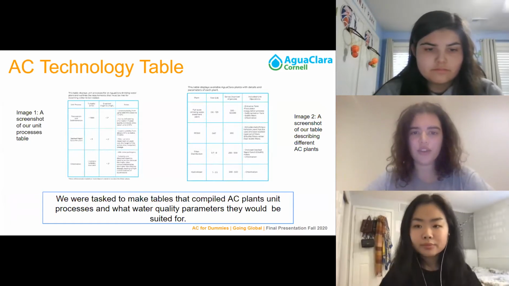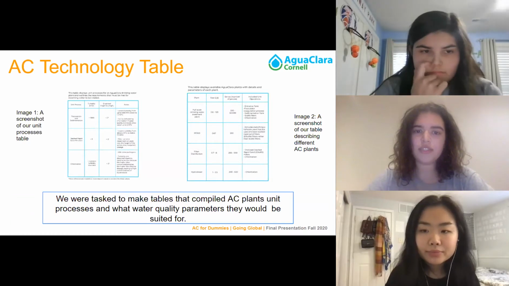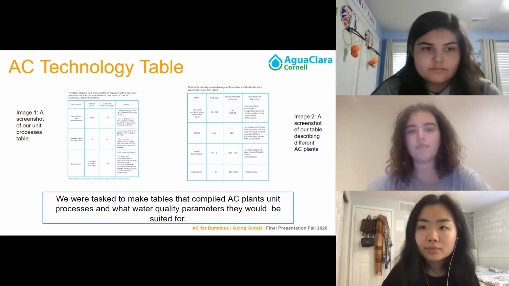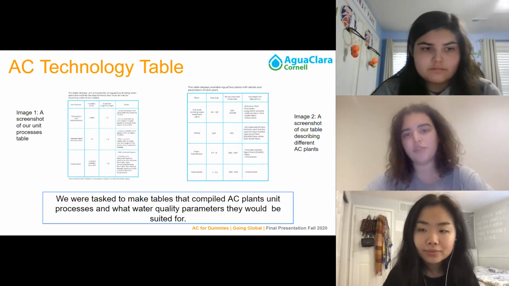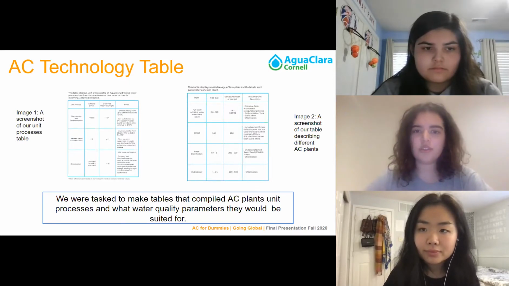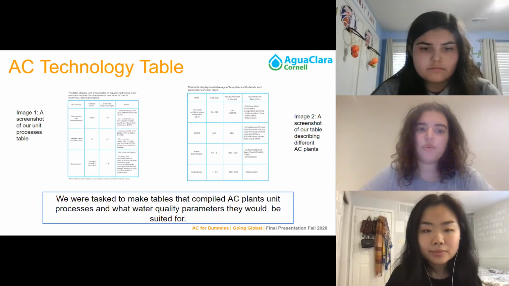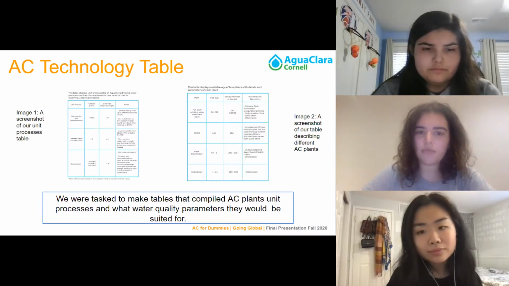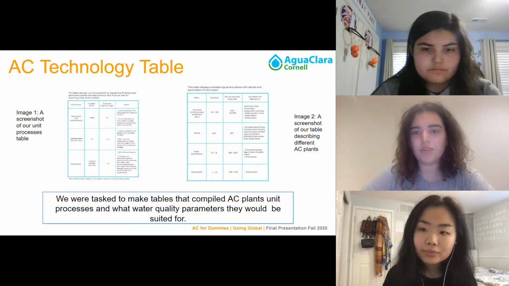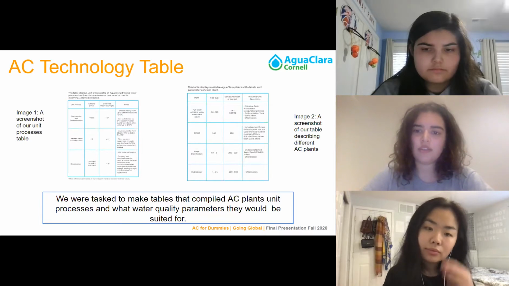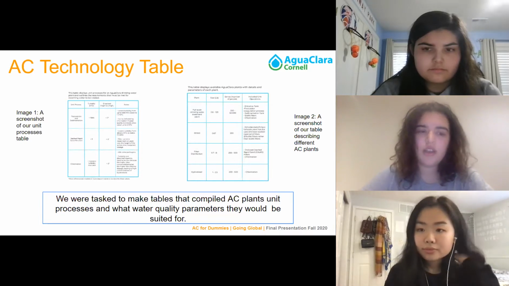So if you look at the figure on the left, you'll see that the first table we started working on describes each unit process, the parameters needed, and any additional important notes we think the person looking at the table should know about that unit process. So we chose turbidity and dissolved organics as our parameters since each unit process can only properly operate if water quality matches the range of numbers on the table.